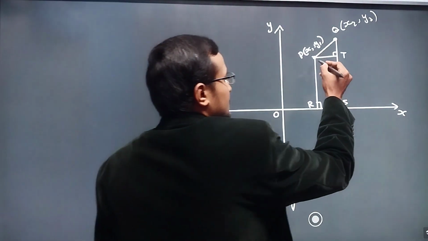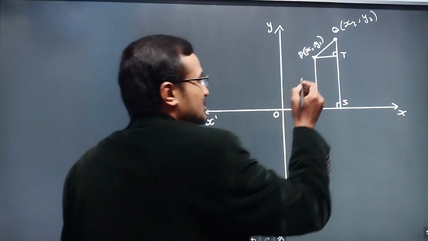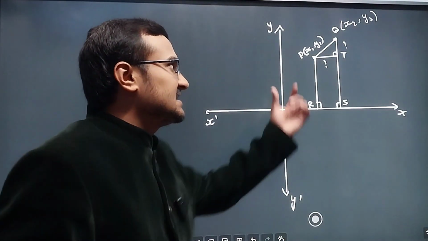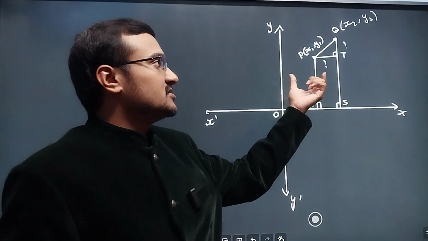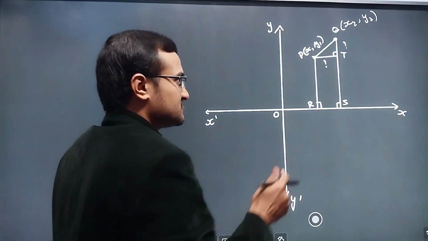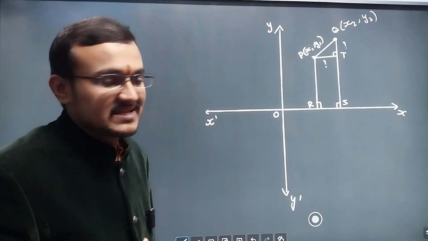Now here we are again forming a PQT right angle triangle, but we don't know what is the value of PT and what is the value of QT, because exactly we don't know what is x1 and y1 and x2 and y2. So we cannot calculate what is the length of PT and what is the length of QT. So that's why we have drawn this perpendicular line to x-axis like this.